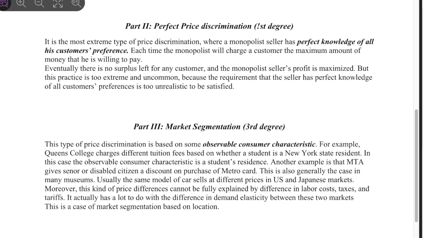Okay, so let's go back to the whiteboard. So we have the concept of perfect price.